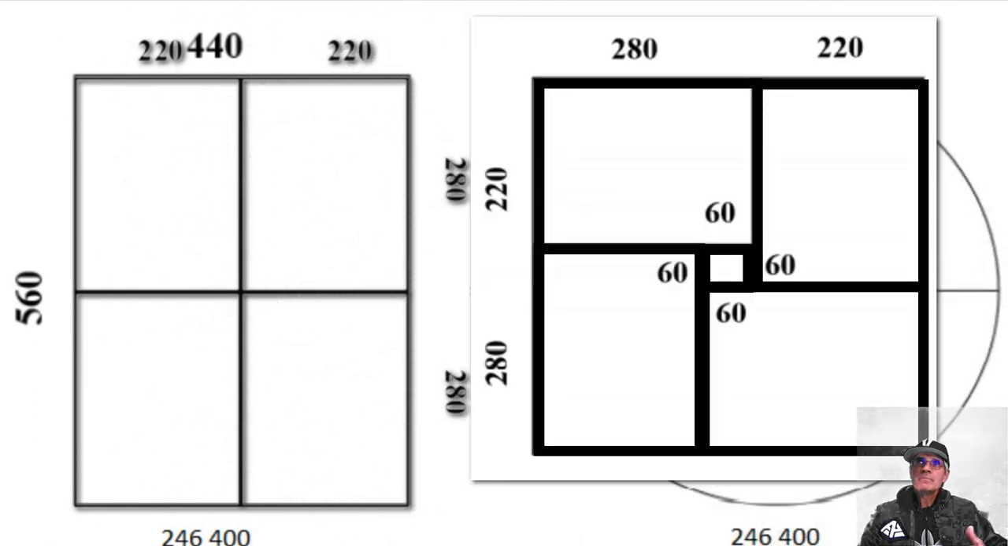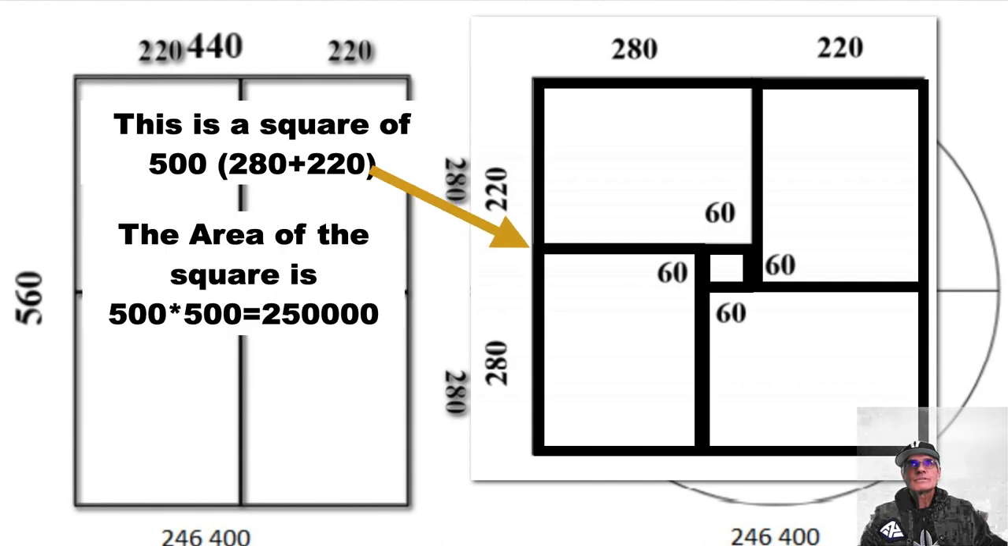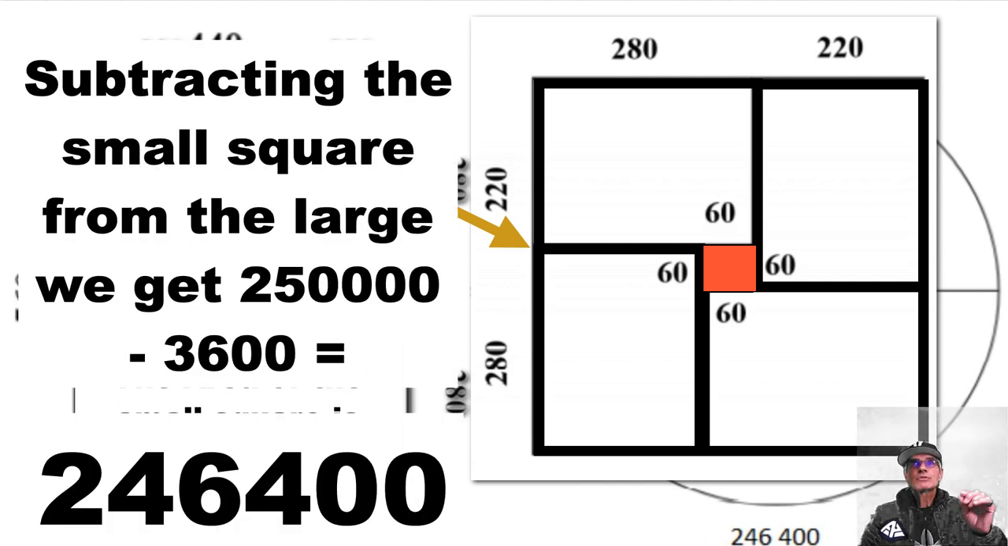All right, so these are the measures that you'd have for rearranging our rectangle. So it's a square of 500, because it's 280 plus 220 on each side. So each side of that square is 500. So the area would be 500 times 500, which is 250,000. And the area of the small square is 60 times 60, which is 3,600. So subtracting the small square from the large one, we get 250,000 minus 3,600.